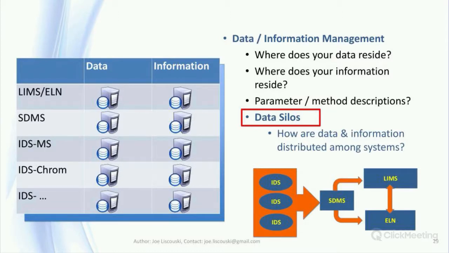If you're looking for information or data, where's the most likely place to find it? That location should have pointers to the next level of data. For example, if a result is stored in a LIMS or ELN, that same record should have a pointer to an SDMS or IDS location, IDS being Instrument Data System, that has the material needed to support that result.